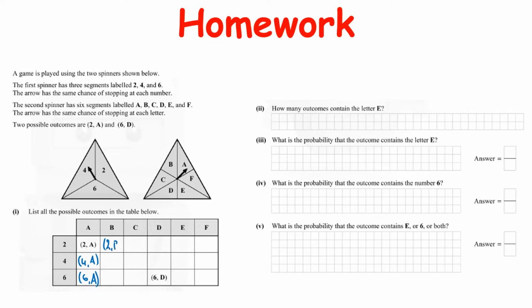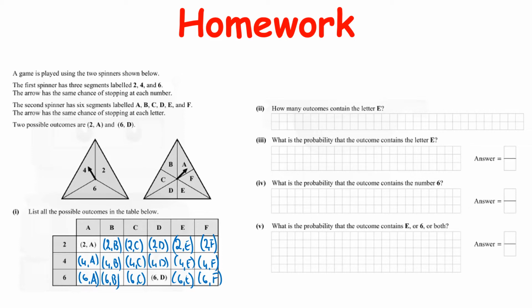So I have 2 and B, or I could get a 4 and a B, or a 6 and a B. Hopefully we were all okay filling this in. We got a 2 and a C, a 4 and a C, or a 6 and a C, or a 2 and a D, or a 4 and a D, or a 2 and an E, 4 and an E, 6 and an E, 2 and an F, 4 and an F, and a 6 and an F. Mine's quite squished. Hopefully yours weren't as squished.